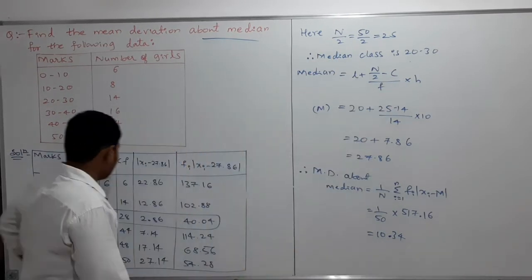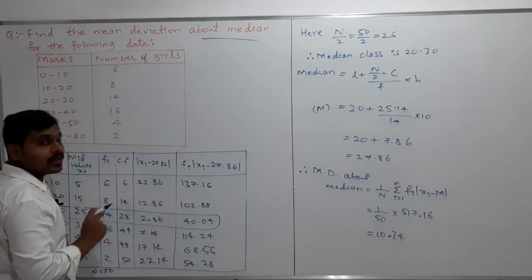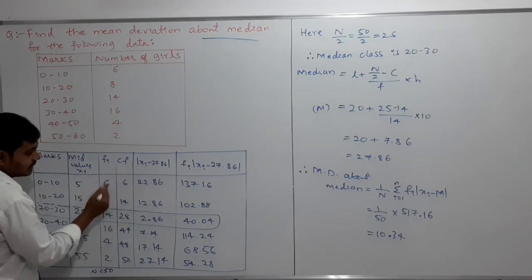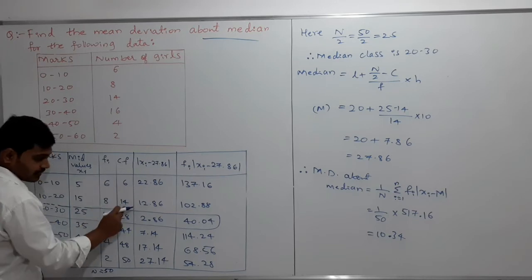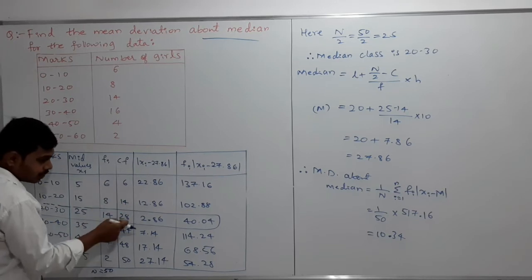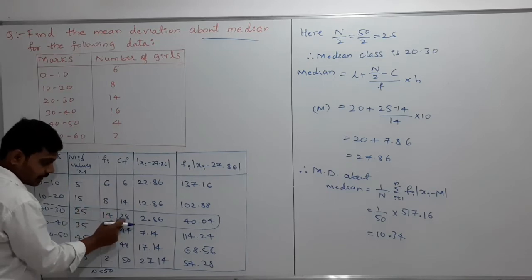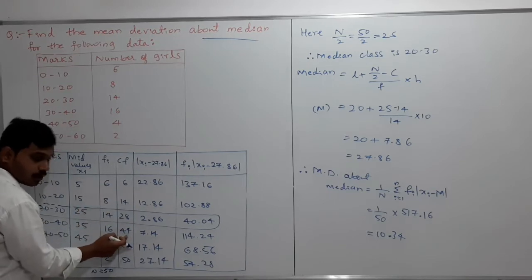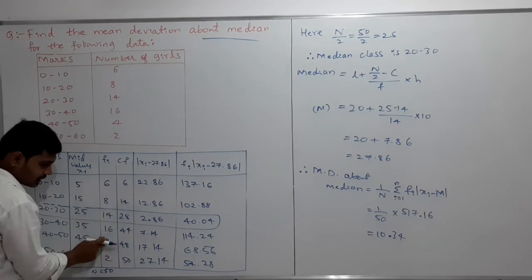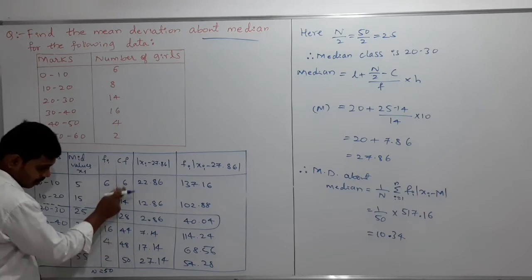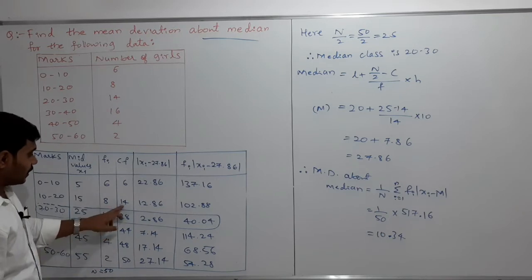C means what? C is nothing but the cumulative frequency. How to calculate the cumulative frequency? The first frequency is written as it is, and next add the first two frequencies. This is the second cumulative frequency. To write the third cumulative frequency, add all these three, and you will get 28. Next, the fourth: add all this, you will get 44. Add all this, you will get 48. Add all this, and you will get 50. Like this, we get the cumulative frequency.